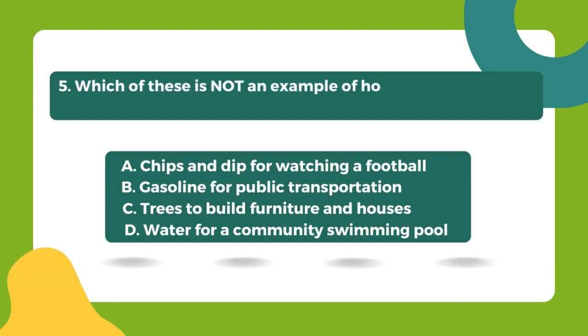5. Which of these is not an example of how your community uses natural resources? A. Chips and dip for watching a football game. B. Gasoline for public transportation. C. Trees to build furniture and houses. Or D. Water for a community swimming pool.